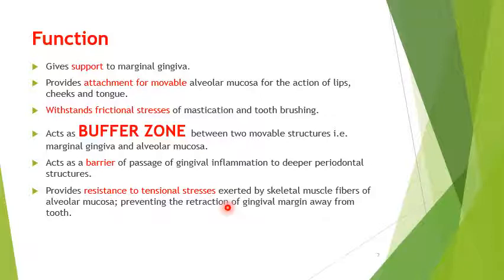If there is an inadequate zone of attached gingiva, whenever you use your lips, cheeks or tongue, your gingiva will be deflected away from the tooth and there will be food lodgement, there will be constant injury. Even if you go for therapy, the wound won't heal. So it acts as a buffer zone between these two movable structures.